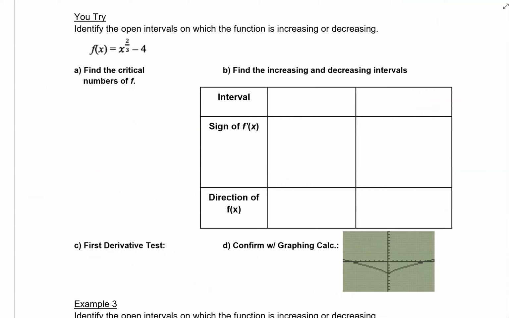Why don't you guys go ahead and try this one? Pause your video and see if you're able to get the correct intervals and the correct max or min value for f.